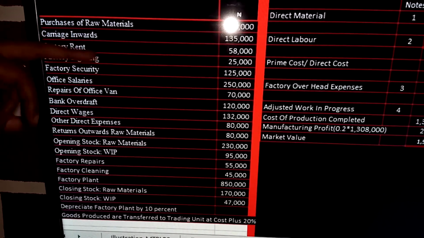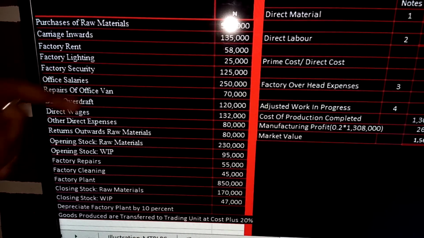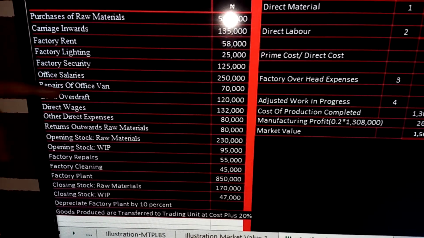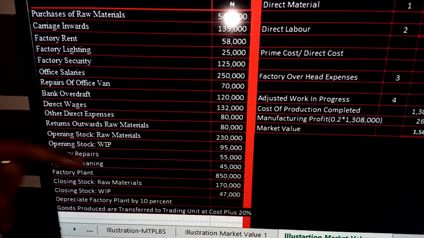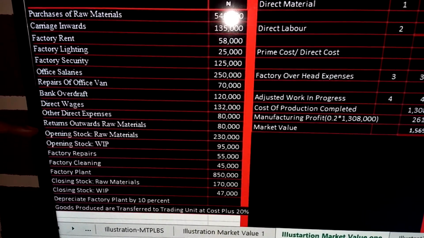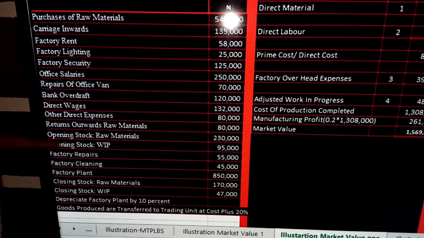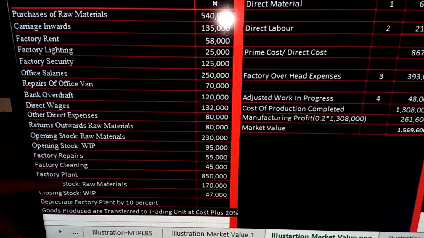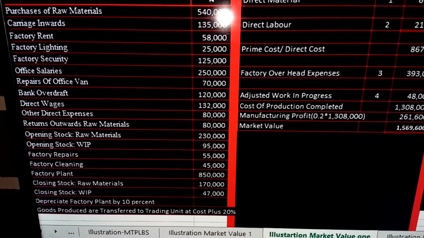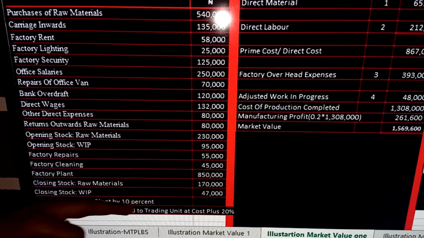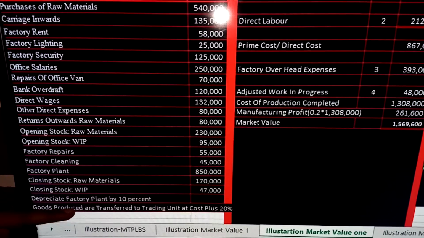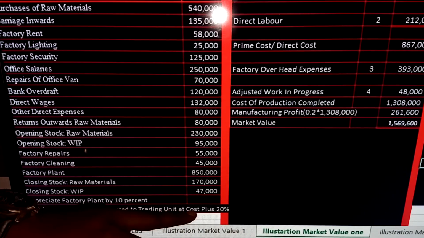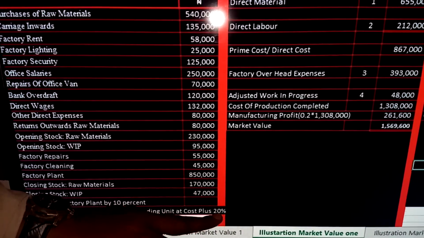Purchase of raw materials, carriage in, factory rent, factory lighting, factory security, office salaries, repairs of office van, bank overdraft, direct wages, other direct expense, returns outward, raw materials, opening stock of raw materials, opening stock of work in progress, factory repairs, factory cleaning, factory plant, closing stock of raw materials, closing stock of work in progress. Then they said depreciate factory plant by 10%, and goods produced are transferred to the trading unit at cost plus 20%.